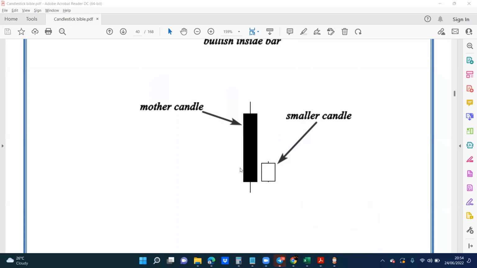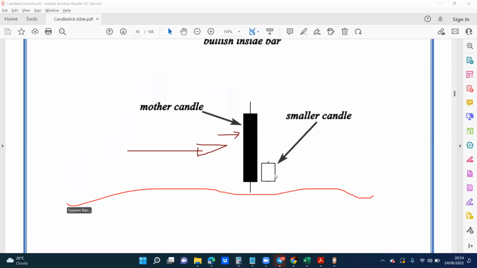If it was a bearish engulfing, remember candles form from the left to the right. In this case, the bigger candle is on the left and the smaller candle is on the right, with opposite candlestick color. So you have the mother candle, which is the candle to the left, and then you have the smaller candle. This is called an inside bar.